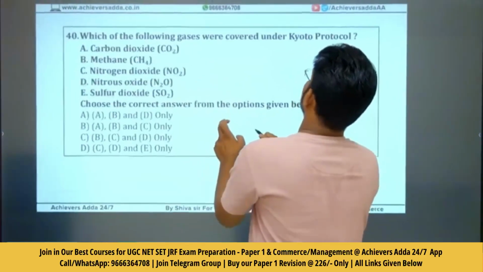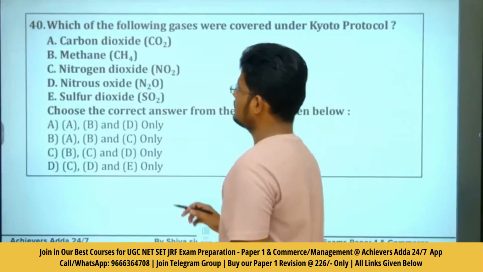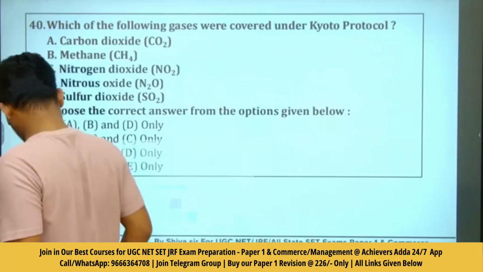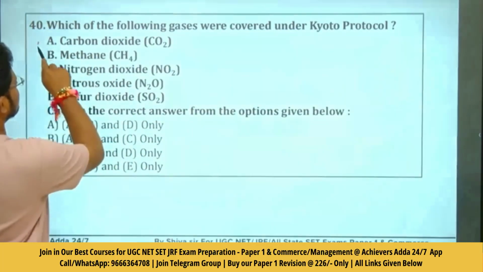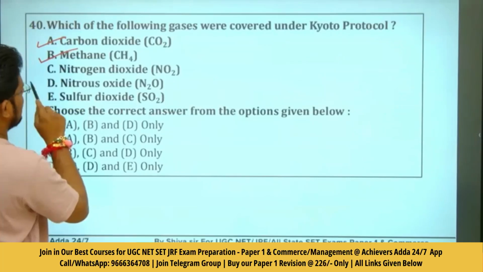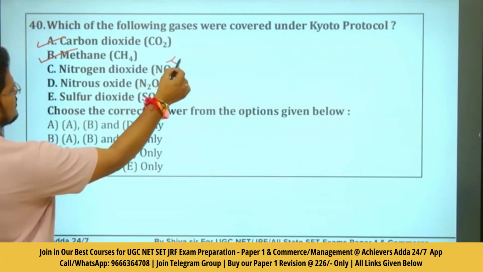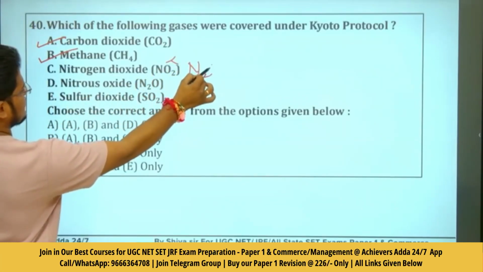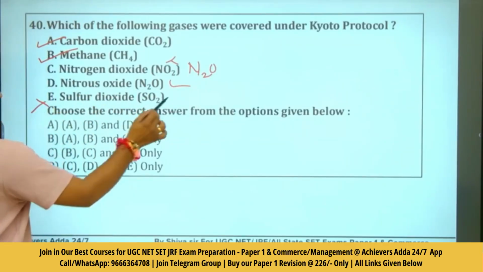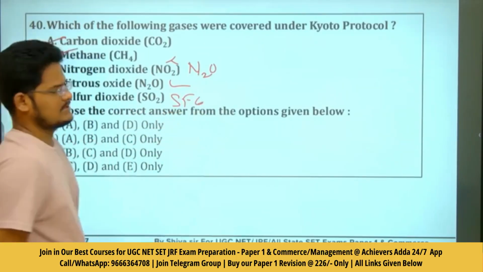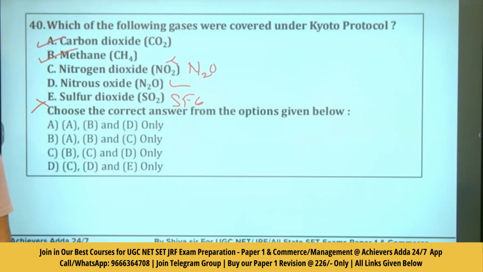Which of the following gases are covered under the Kyoto Protocol? Answer is CO2, methane, and nitrogen dioxide is not there. Nitrous oxide, that is N2O, will be there, not NO2. Sulfur dioxide also is not there. Rather SF6 is there, sulfur hexafluoride is there.